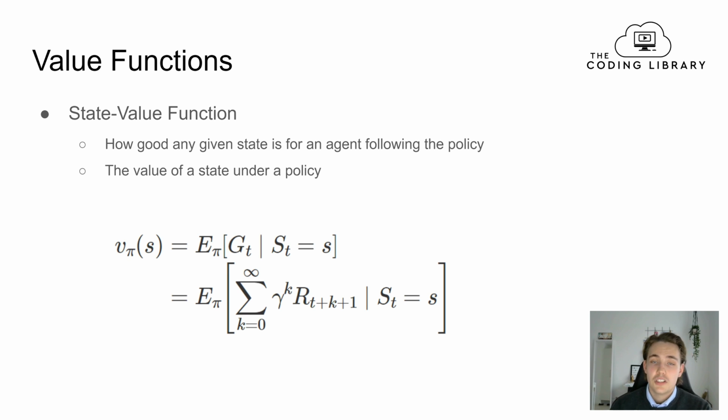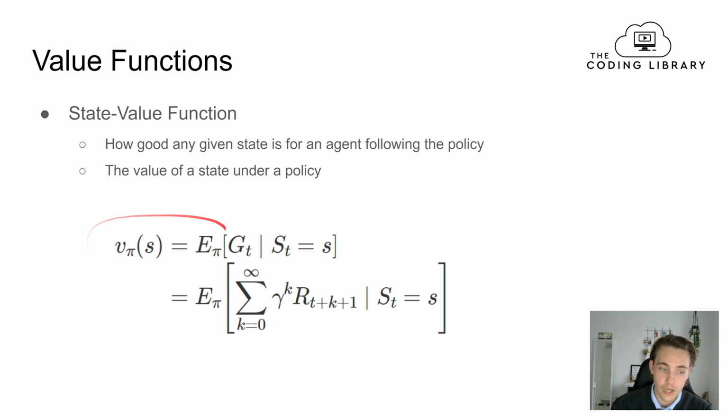So the first value function that we're going to talk about is the state value function. The state value function tells us how good any given state is for an agent following a policy. Right now we're in a given state, and it measures how good that state is for an agent when we're following this policy. The state value function is the value of a state under a policy.